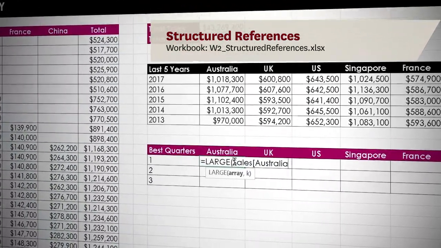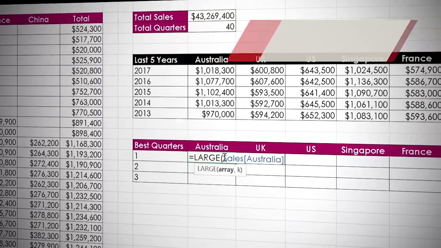Like named ranges, you can refer to them by name, which means you don't have to go and select the data. They're easier to understand, but most importantly, they're dynamic, which means that as we add data to our table, the structured references automatically pick up those new values.